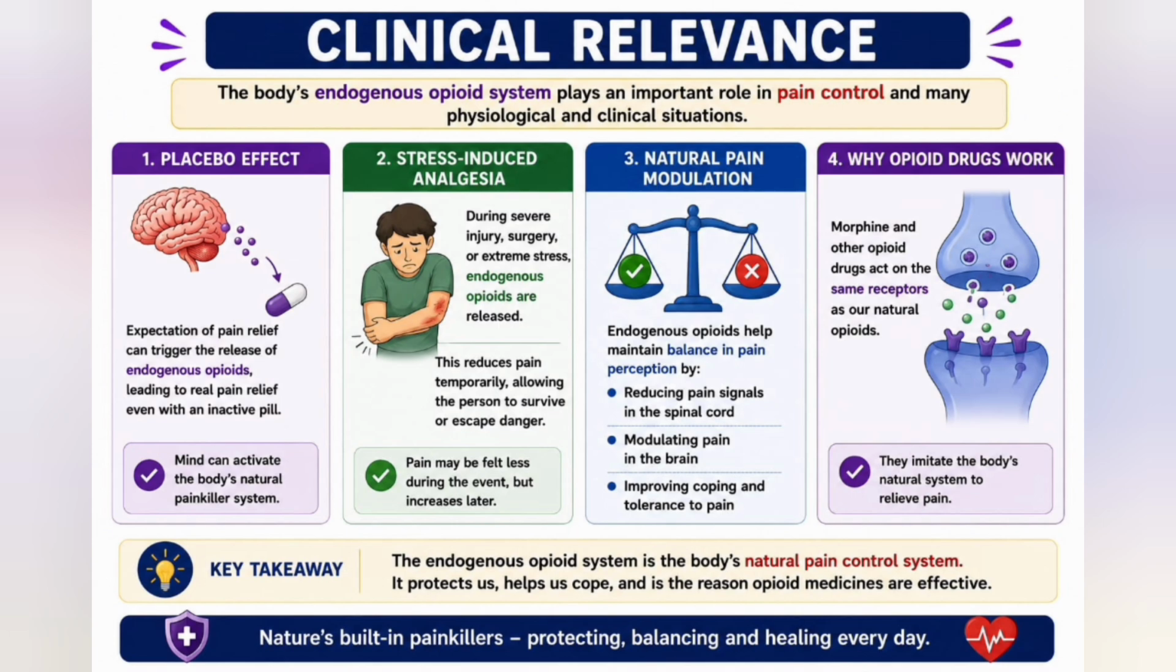Now, what is the clinical relevance of the endogenous opioid system? We all have read about the placebo effect. A person is given a sugar pill instead of an active drug for treating any disease. The expectation of pain relief can trigger the release of endogenous opioids and it can lead to real pain relief even with an inactive pill. During severe injury, surgery or extreme stress, endogenous opioids are released, so it is helpful in stress-induced analgesia. Then it also helps in natural pain modulation. It reduces the pain signals in the spinal cord, modulates pain in the brain and improves coping and tolerance to pain.